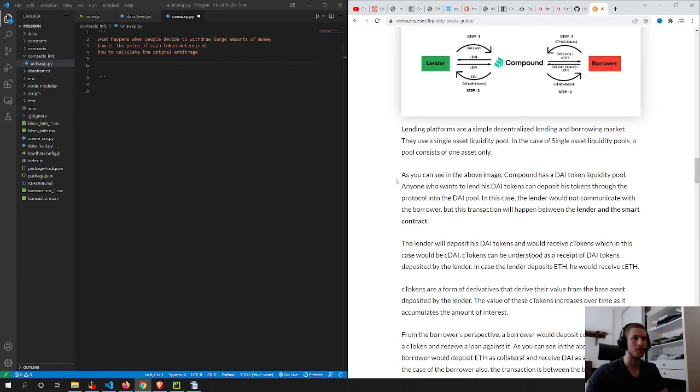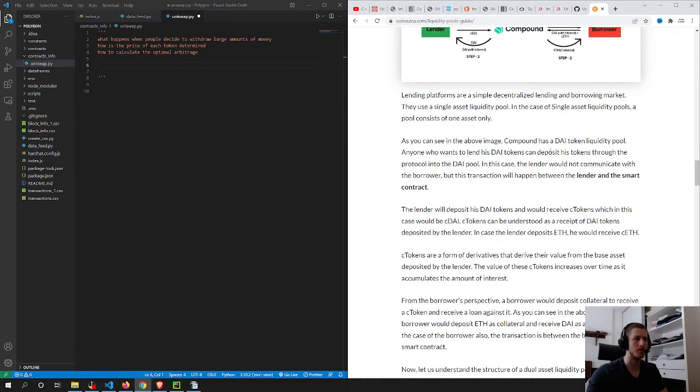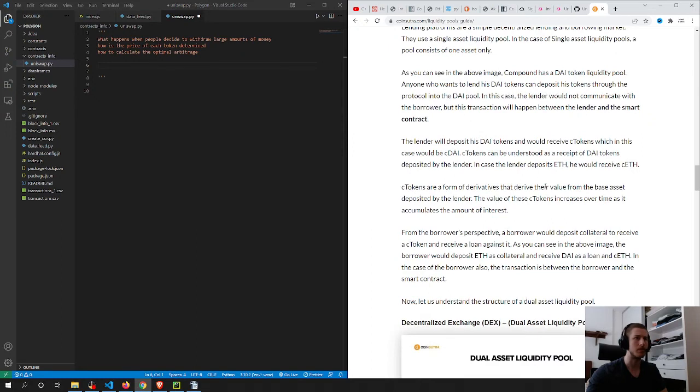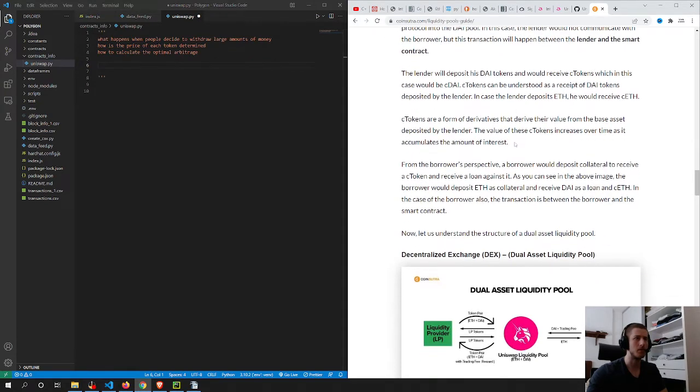Lending platforms are simple, decentralized lending and borrowing markets. They use a single asset liquidity pool. In the case of single asset liquidity pools, a pool consists of one asset only. As you can see in the above image, Compound has a DAI token liquidity pool. Anyone who wants to lend his DAI tokens can deposit his tokens through the protocol into the DAI pool. In this case, the lender would not communicate with the borrower, but this transaction will happen between the lender and the smart contract. The lender would deposit his DAI tokens and would receive C tokens, which in this case would be C DAI. C tokens can be understood as a receipt of DAI tokens deposited by the lender.